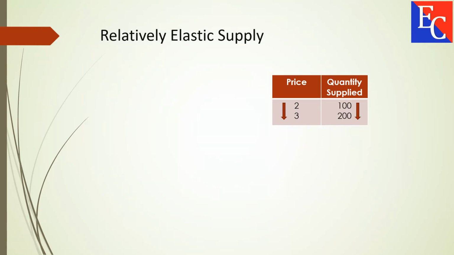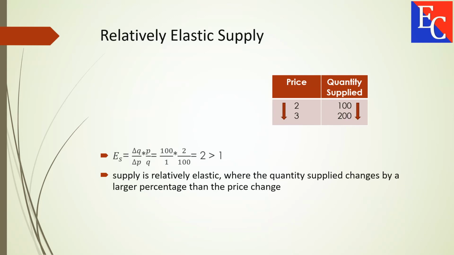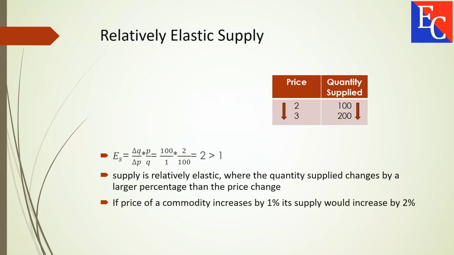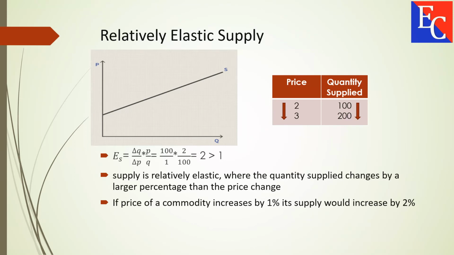Relative elastic supply. Price increases from 2 to 3, quantity supplied increases from 100 to 200. Elasticity of supply is equal to 2, which is greater than 1. Supply is relatively elastic, where quantity supplied changes by a larger percentage than the price change. If price of a commodity increases by 1%, its supply would increase by 2%. Graphically, it is represented as where supply curve starts from the price axis.